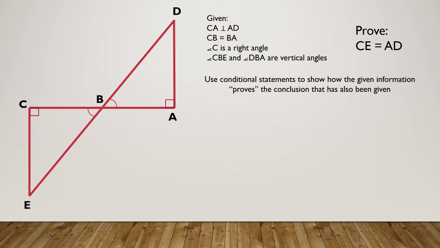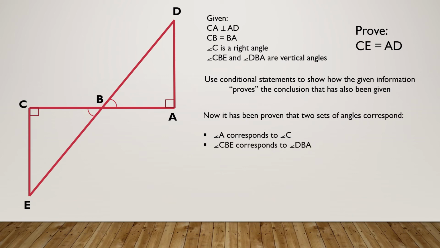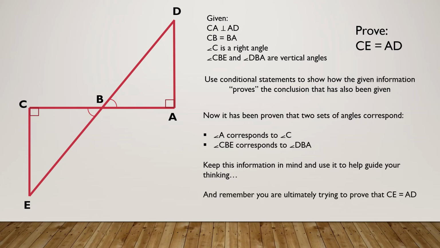At this point in our proof, we've used quite a bit of the given information, and what we've discovered as we've worked through that information is that two sets of these angles in these two triangles correspond. So we found that angle A corresponds to angle C, and that angle CBE corresponds to angle DBA. And remember that saying that they correspond is just another way to talk about how they're the same. So we want to keep this important information in mind, but we also want to remember that we're ultimately trying to prove that conclusion that CE equals AD.